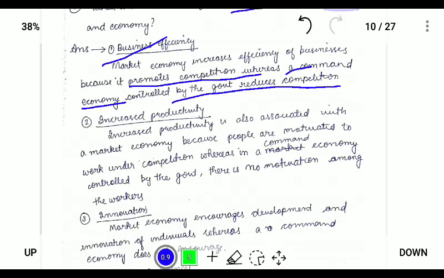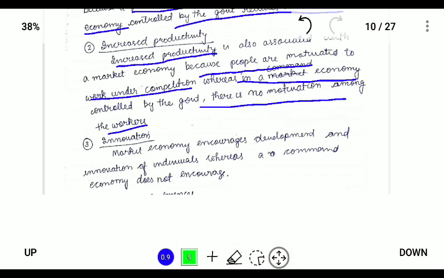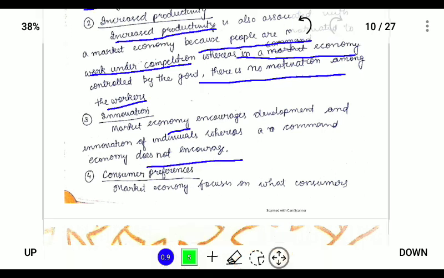Increased productivity: a market economy increases production because people are motivated to work under competition, whereas in a command economy, since there's no competition, people do not have any motivation. Innovation: as a result of huge competition, the various industries are inspired to innovate many products which will help in selling the products. As a result of it, innovation is promoted. However, since there's no competition in a command economy, there's no innovation practiced.